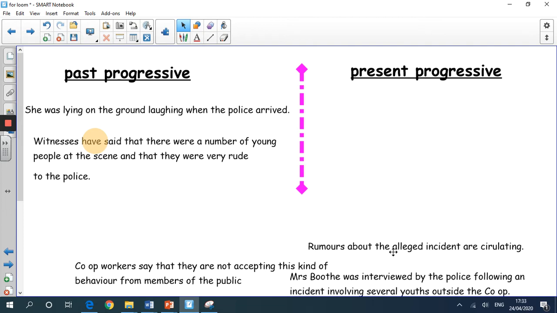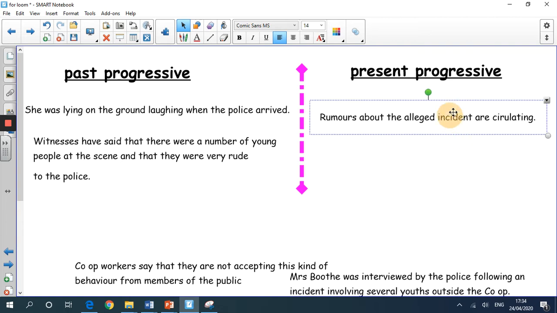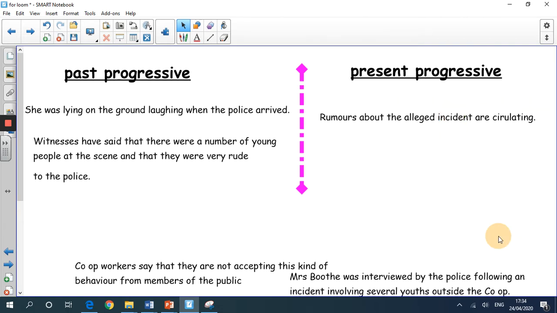What about this one? Rumours about the alleged incident are circulating. So where is my auxiliary verb? Not rumours, it's not about the, no, alleged, no, incident, no, are. Are is my auxiliary verb. Are circulating. So ing, that's usually associated with the present tense as well, and are is definitely present tense, so that's present progressive. So that you might have at the end of your newspaper report, because in the present tense it's happening now. It might be at the end, it might not.